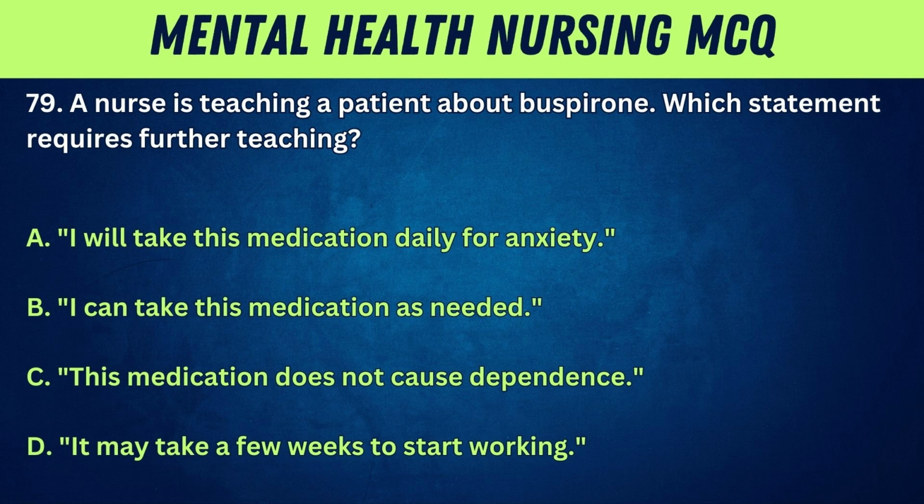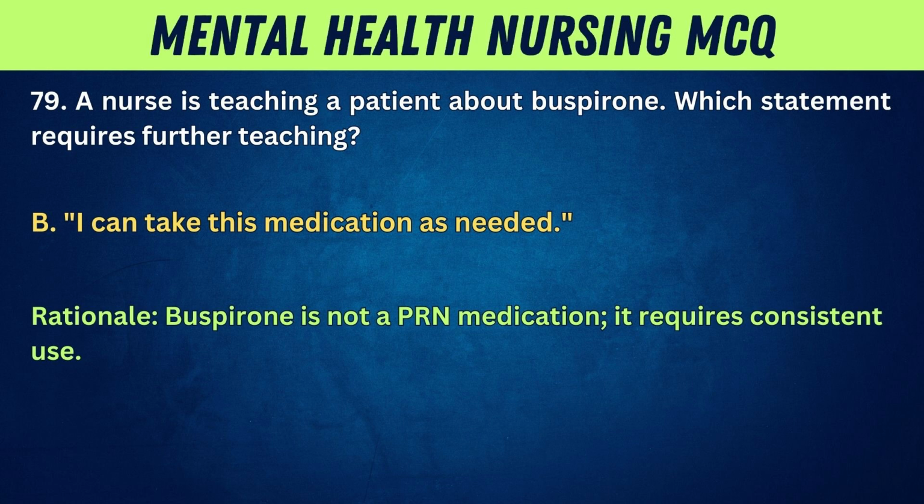79. A nurse is teaching a patient about buspirone. Which statement requires further teaching? A. I will take this medication daily for anxiety. B. I can take this medication as needed. C. This medication does not cause dependence. D. It may take a few weeks to start working. Answer: B. I can take this medication as needed. Rationale: buspirone is not a PRN medication. It requires consistent use.